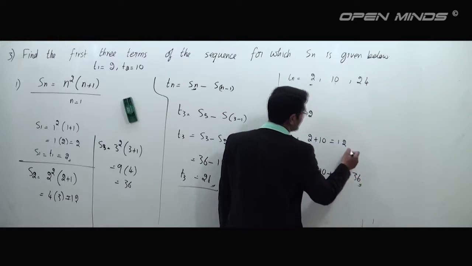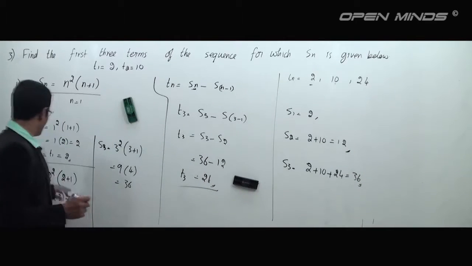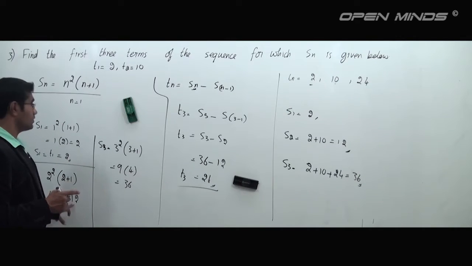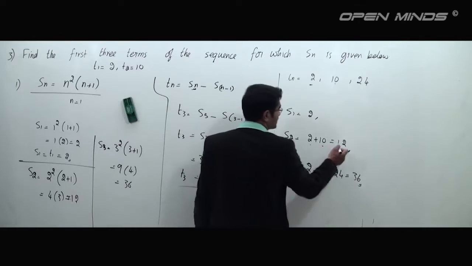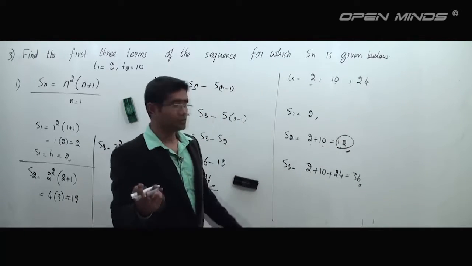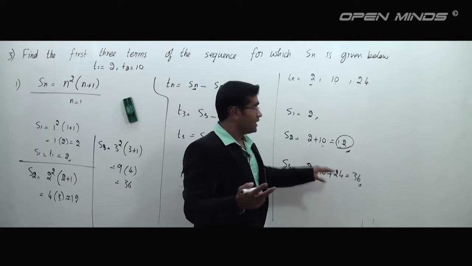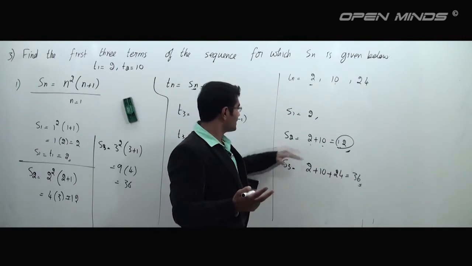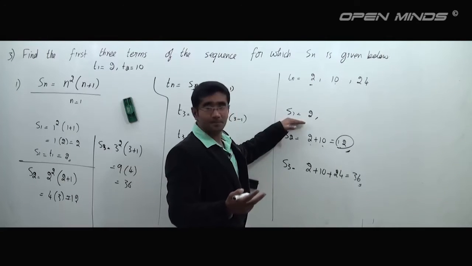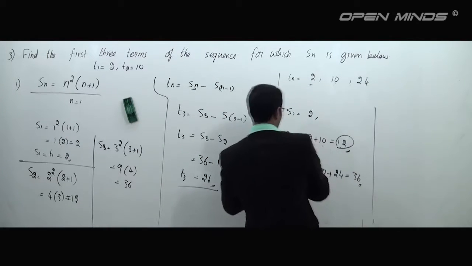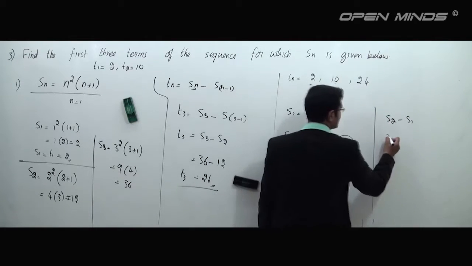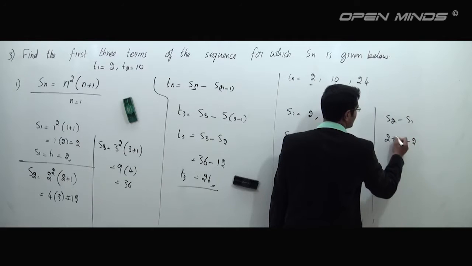So this is what we got from here. S1 was 2, the first term. Then S2 was basically 12, adding these two terms. That is S2, the sum of the first two terms, and S3 the sum of first three terms. To get the first term, we anyway get S1. To get the second term, I subtract this from this. See what happens now if I subtract S2 minus S1. What I subtract is 2 plus 10 minus 2. So the 2 and 2 go, and what you get is 10. See, I got the second term.